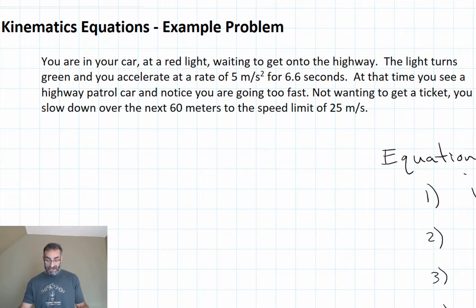The light turns green, you accelerate at a constant rate of 5 meters per second squared for 6.6 seconds. At that time, you see a highway patrol car, notice you're going too fast, and slow down. It takes you 60 meters to reach your final speed, the speed limit, which is 25 meters per second.